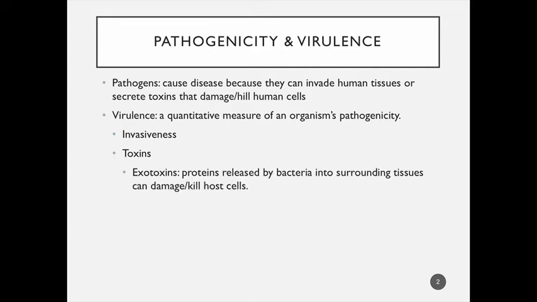The first is exotoxins. Exotoxins are proteins that are released by bacteria into surrounding tissues that can inactivate or kill the host cells. A great example of this is Clostridium botulinum, which is probably one of the most potent, if not the most potent toxin known, that binds essentially to presynaptic motor neurons, which subsequently prevents the release of acetylcholine. So it's an incredibly virulent organism because of this exotoxin.